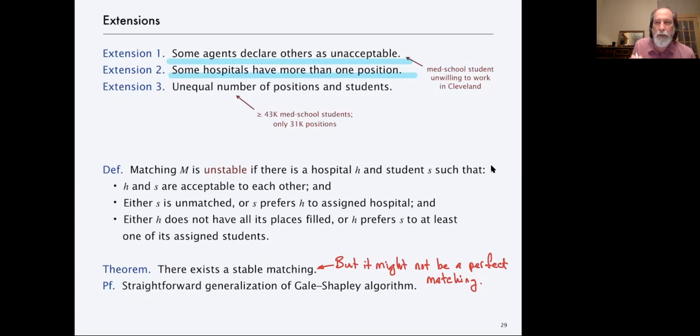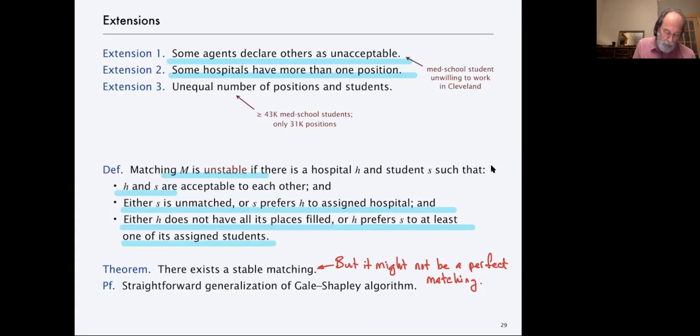Well, if we just generalize the definition of unstable a little bit to take this into account, a matching here is unstable if there's a pair that are acceptable to each other, and either S is unmatched or S prefers H to its assigned hospital, and either H does not have all its places filled or H prefers S to at least one of its assigned students, then it's unstable.